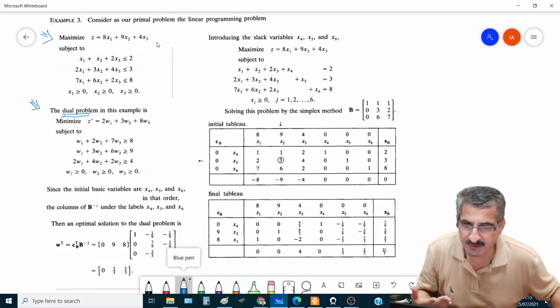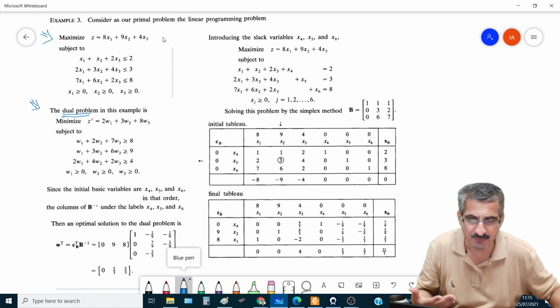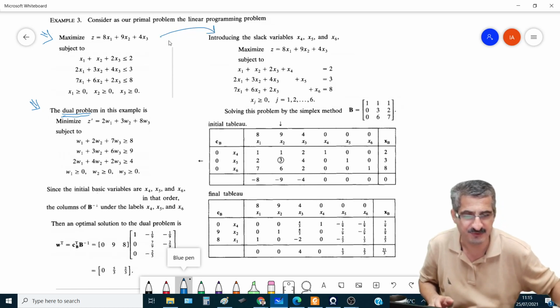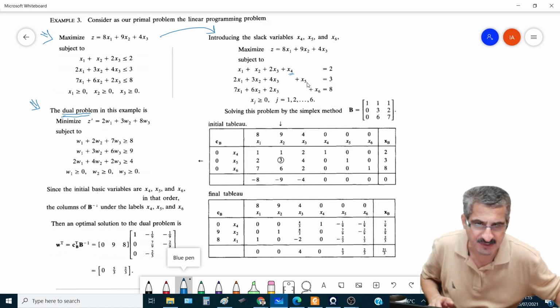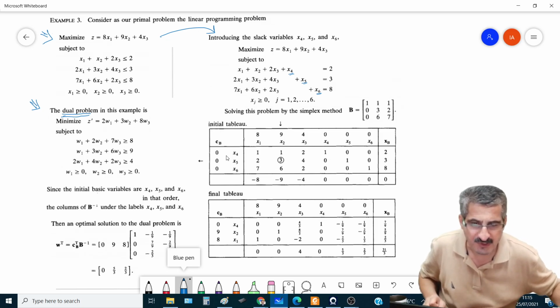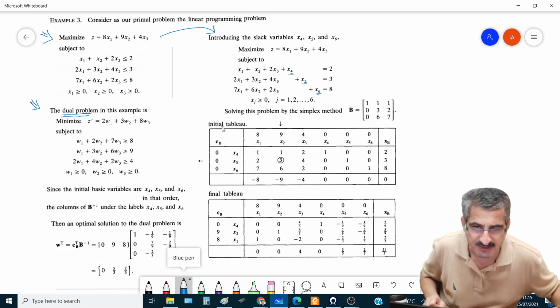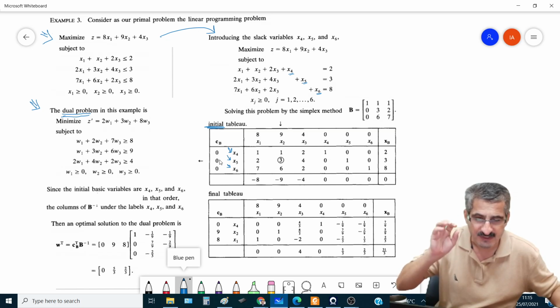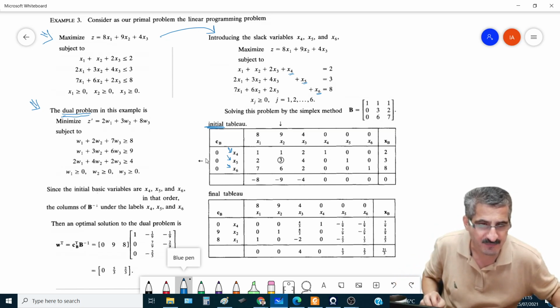But we need to put it in canonical form. So we need to introduce slack variables here. There is no need for artificial variables. So these are the slack variables. Okay. Now make the initial table. Now the initial table has basic variables x4, x5, and x6. Okay. Now the matrix B is the columns under these.